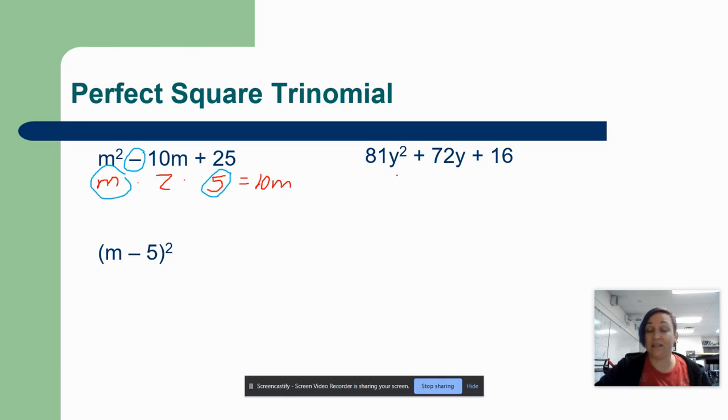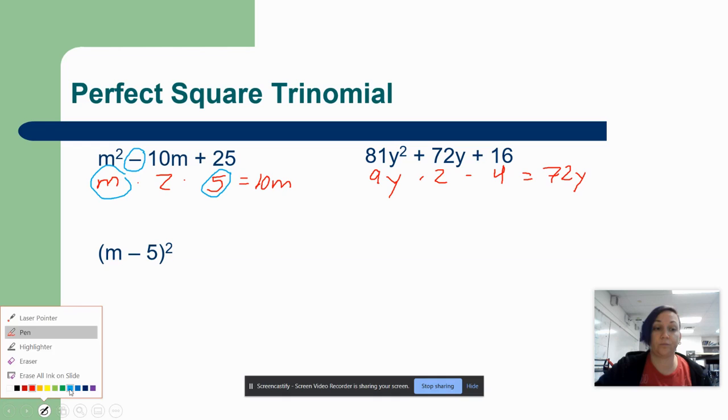Let's take a look at this second one because it's a little bit trickier, right? So I can square root the first term. It turns into a 9y. I can square root the last term. It is positive, and the square root of 16 is 4. And then I need to check and see if I times that by 2, right? So 2 times 4 is 8, and 8 times 9 is 72. And so this is a perfect square trinomial.